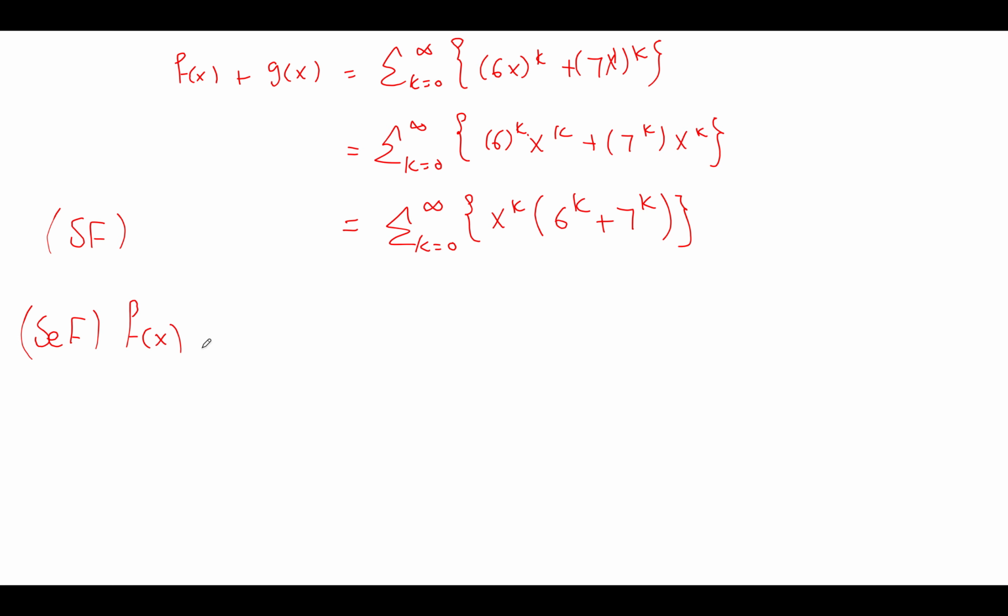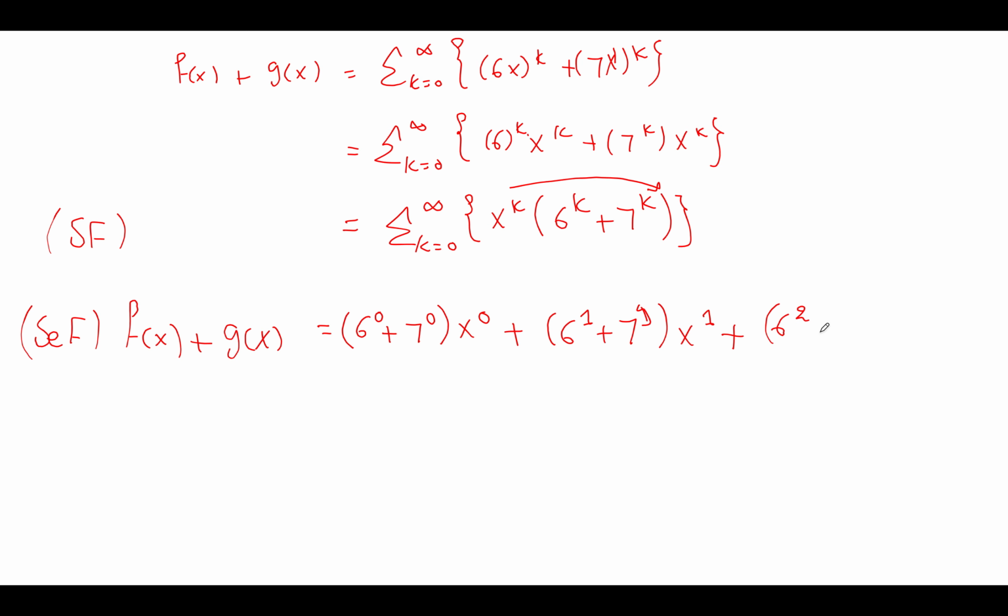f of x plus g of x is equal to, now to keep it in the same picture, we just take the x to the power k to the end here. So here we got that (6 to the power 0 plus 7 to the power 0) x to the power 0, then (6 to the power 1 plus 7 to the power 1) multiplied by x to the power 1, then (6 squared plus 7 squared) multiplied by x squared, and so on.